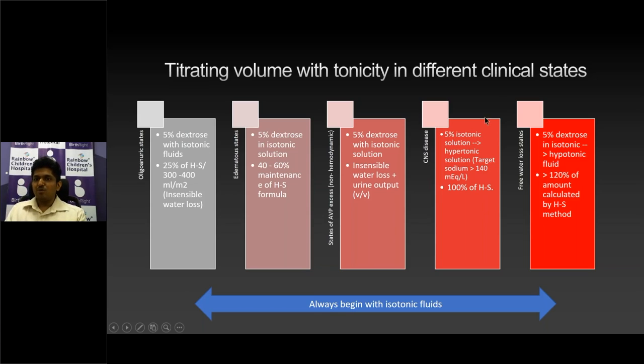And the last thing is the free water deficient state. In this free water deficient state, again you have to use isotonic fluid immediately, but here the total maintenance is going to be large. You can even consider up to 120% of the maintenance, 1.2 times the maintenance of the Holiday-Seger method. So it all depends. The only common denominator is always begin with isotonic fluids, but the volume varies depending upon the state that you are encountering.